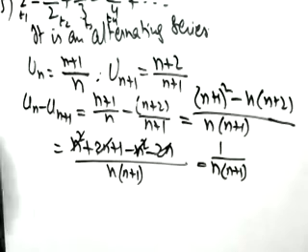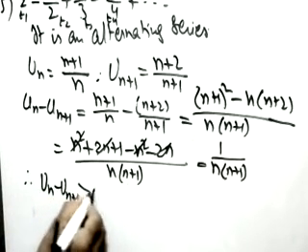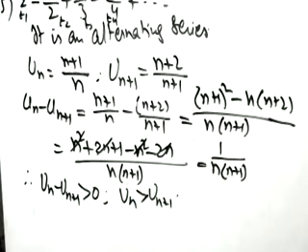So we got a positive number. This is 1 by n into (n+1), that means greater than 0. Therefore u_n minus u_(n+1) is greater than 0, or we can say u_n is greater than u_(n+1). What is the next condition? We have to find the limit value. Limit n tends to infinity of (n+1) by n.